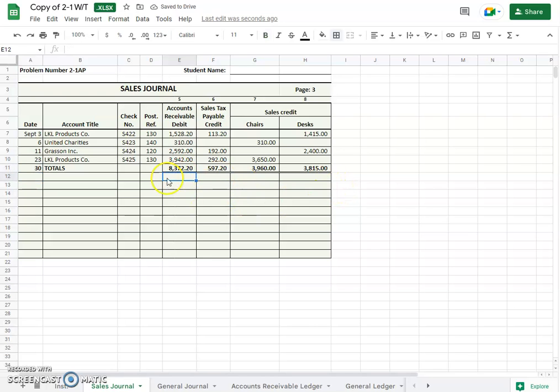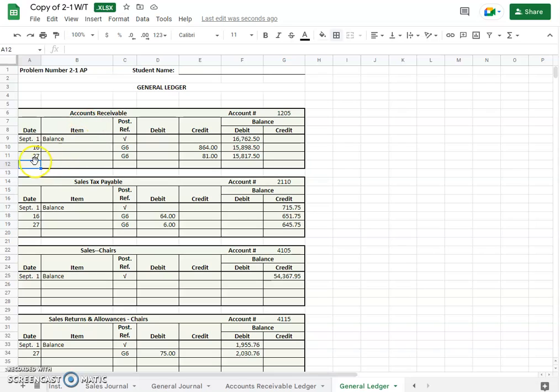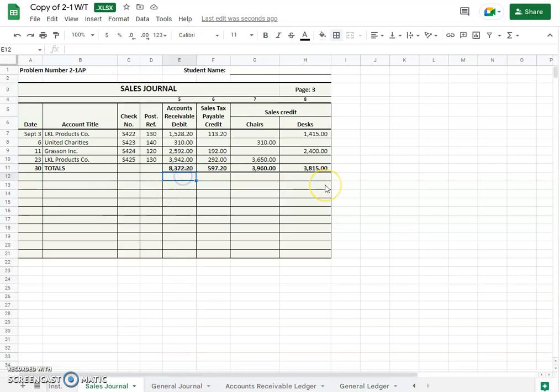Now we just have to post these. $83,720 to the accounts receivable. So on the 30th, from page S3, we had a debit of $83,720. We'll go ahead and add that to our previous debit. And I'm running low on time, so I'm going to post the rest of these just like this. So that was account number 1205. And then I will show you the end screen here.